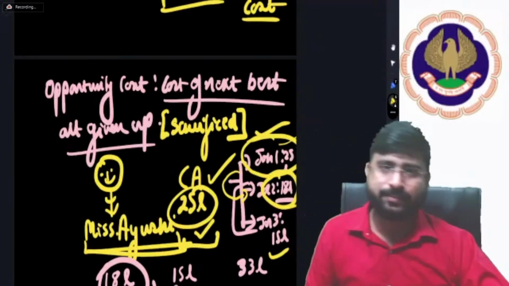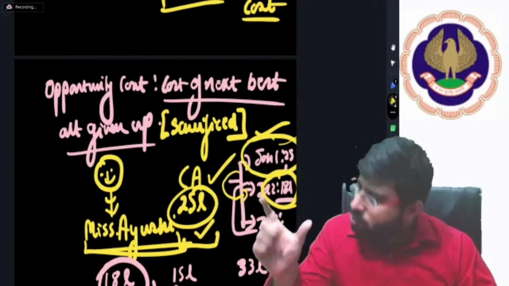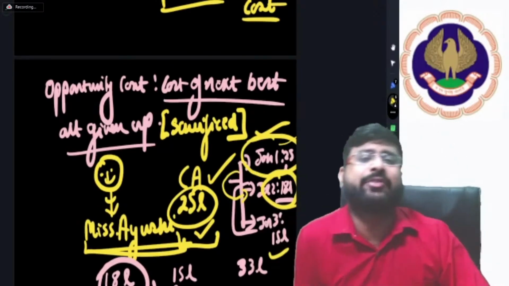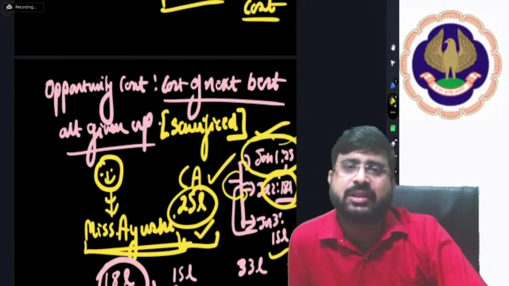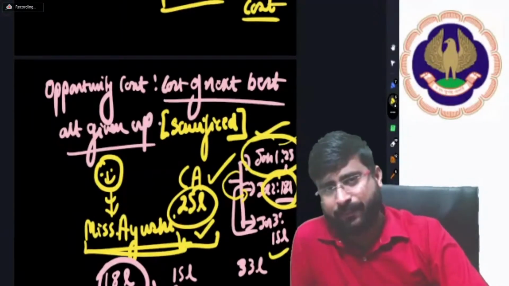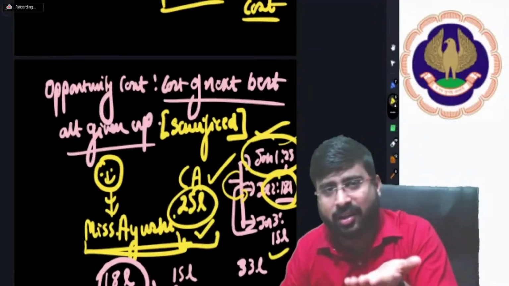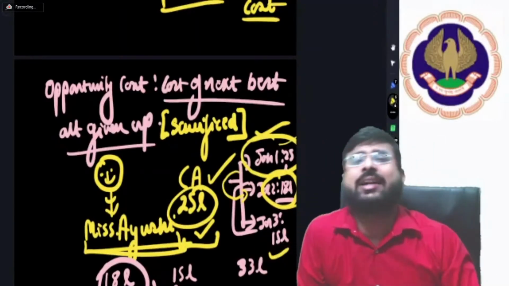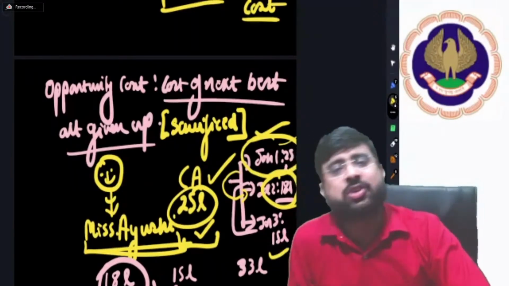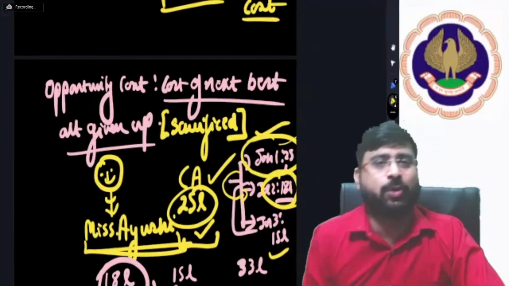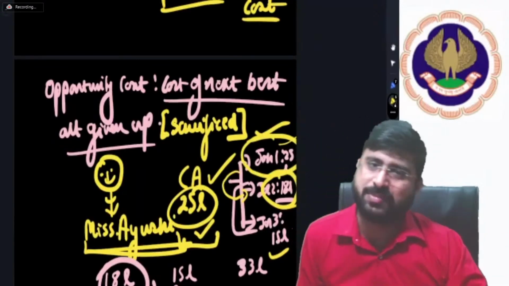So see, in implicit cost also there is sacrifice. In opportunity cost also there is sacrifice. But there is prima facie a very big difference. What is that difference? In implicit cost, you must own the asset and you must have sacrificed the income on that asset. In opportunity cost, no such asset ownership is important. What is important is the next best thing that you have sacrificed. That's it.